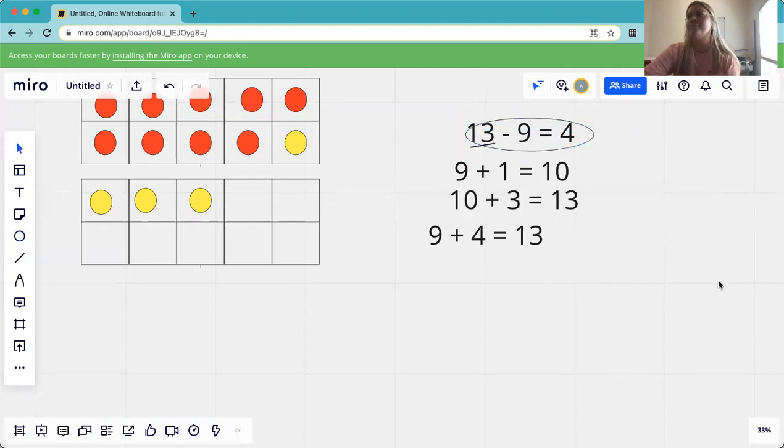All right, right there. Alrighty, first grade, you did an awesome job of continuing to make 10 to subtract and figuring out how addition and subtraction relate to one another.